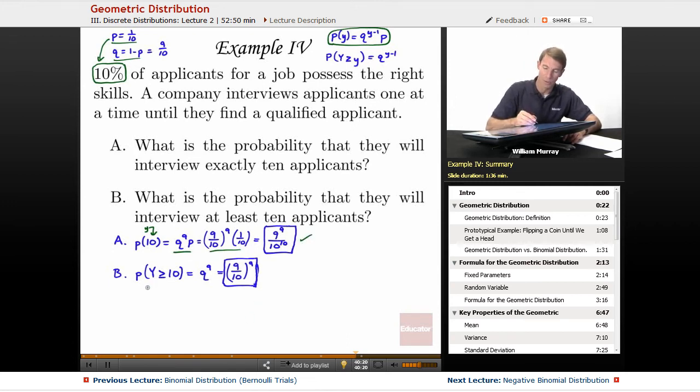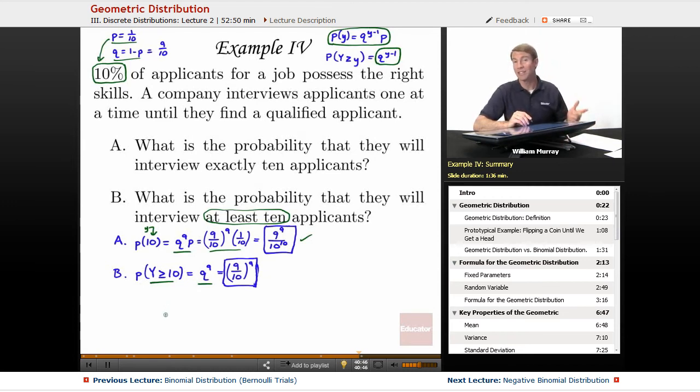In part B, we want the probability of interviewing at least 10 applicants. At least 10 means the probability that it will be greater than or equal to 10. So using the formula we derived back in one of the earlier slides, several slides ago at the beginning of this video, it's q to the y minus 1, so that's q to the 9th. Another way to think about that is in order to interview at least 10 applicants, that means the first 9 applicants are failures. So each one of those 9 people has a 9/10 chance of being a failure. That means we have to see 9 failures in a row in order to ensure that we end up talking to at least 10 people.